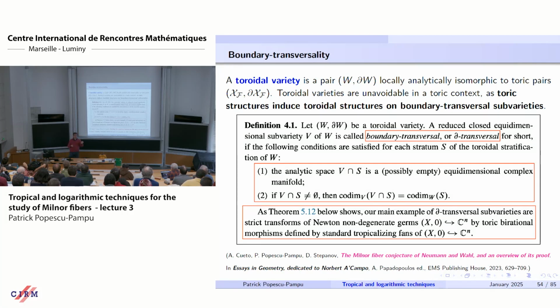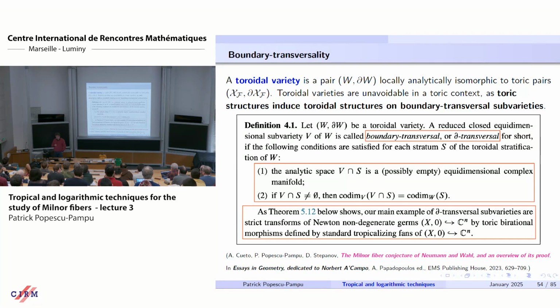And simply we ask that in the neighborhood of every point, the pair be analytically isomorphic to a toric germ. So this is unavoidable, even in toric geometry, if we look at subvarieties which are not toric. Because when you look at strict transforms of Newton non-degenerate germs, what you will get are precisely toroidal ones. In which way? So first, fix a toroidal variety and look at the subvariety V.